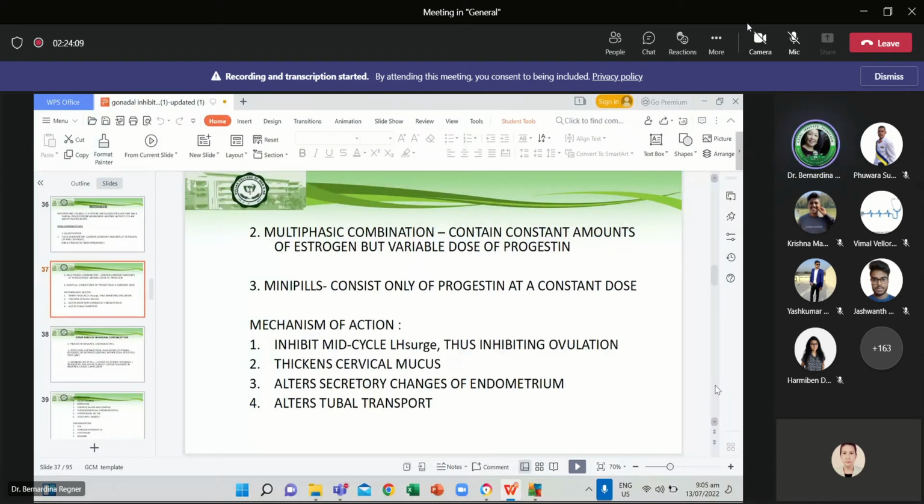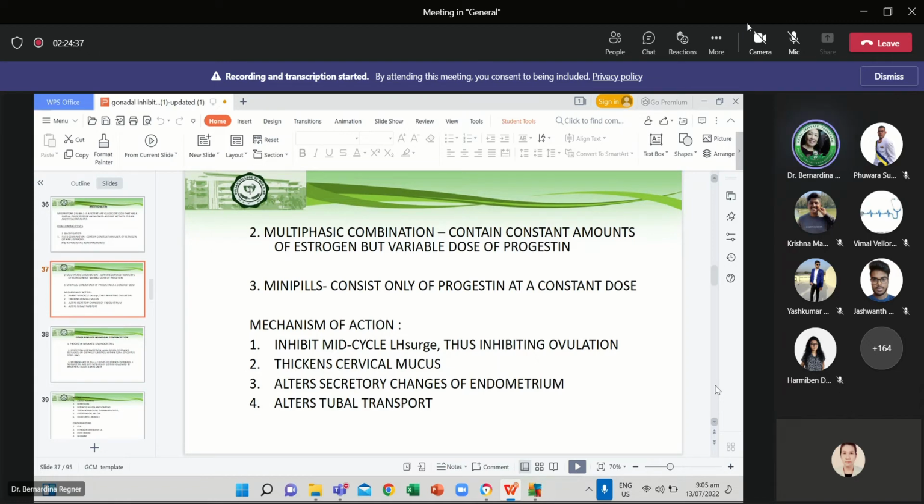So what is the mechanism of action here of your oral contraceptives? Number 1, it will inhibit the mid-cycle LH surge. What is LH? Luteinizing hormone. So therefore, if there is a low amount of LH, there will be no ovulation. You have this in your physiology, diba?